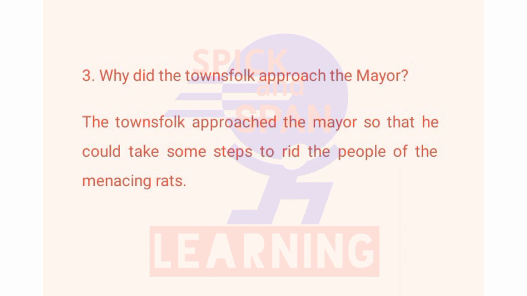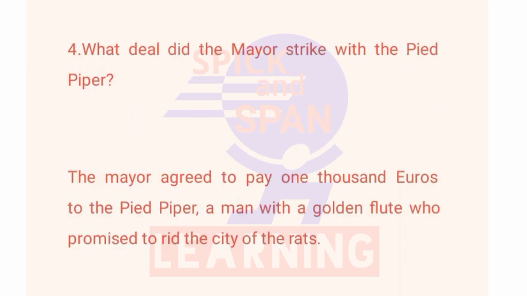Question number 3. Why did the townsfolk approach the mayor? Answer. The townsfolk approached the mayor so that he could take some steps to rid the people of the menacing rat. Question number 4. What deal did the mayor strike with the Pied Piper? Answer. The mayor agreed to pay 1,000 euros to the Pied Piper, a man with a golden flute who promised to rid the city of the rats.